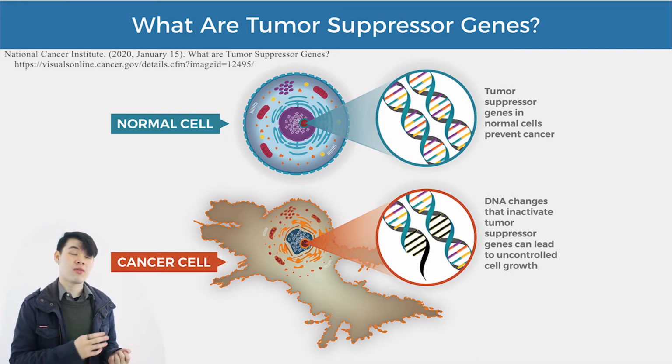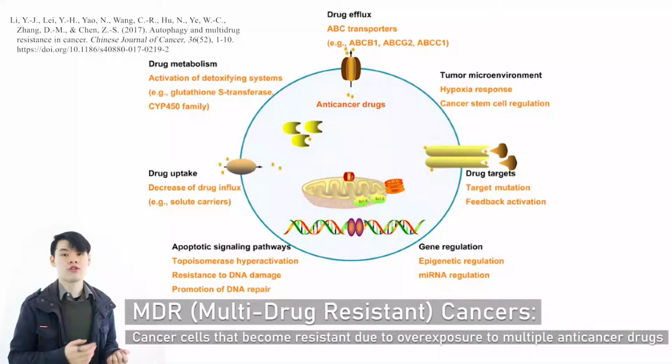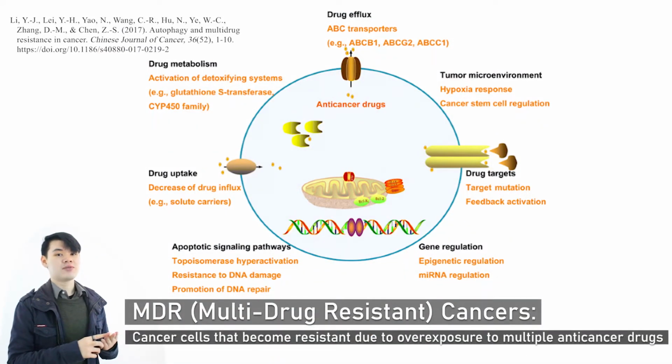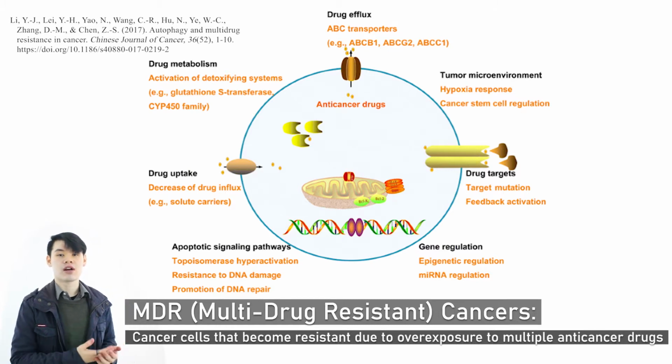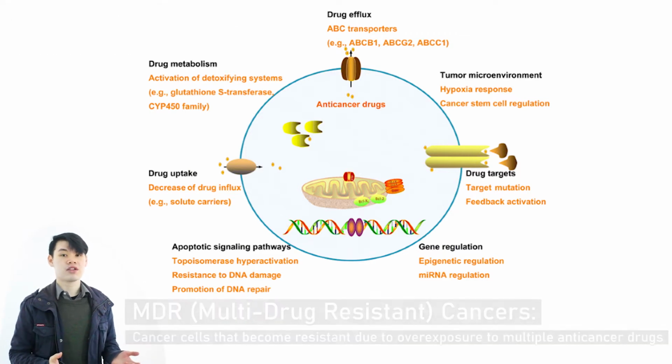For example, MDR, an acronym for multi-drug resistant cancer. Because of some mutation in the genes of some cancers, MDR cancer cells will become more resistant to multiple drugs, and they can expel drugs from their system by using some specific enzymes or downright destroy them entirely.